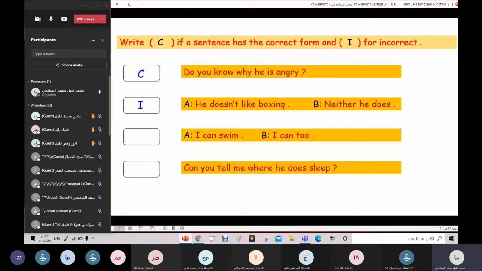I can swim. Anwar? I can swim. I can too. I think it's correct. Correct. Yes, I can too. Can you tell me where he does sleep? What do you think? Adnan? Incorrect. It should be does he sleep? Yes, it is incorrect. It should be what? Sleeps. Can you tell me where he sleeps? Okay.